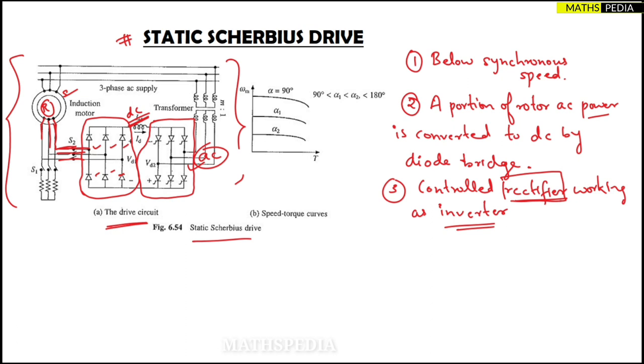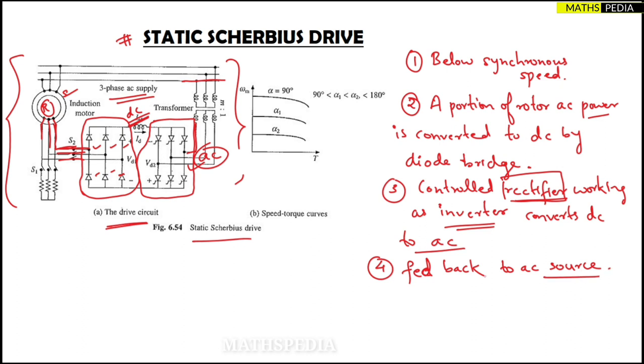So working as an inverter, it converts DC to AC. The fourth point: where should I take this AC then? The AC is taken back to the power supply itself. The three phase AC supply is there, so it is fed back there. We can write it as: after conversion into AC by the inverter, this AC is fed back to the AC source. This is the fourth point.